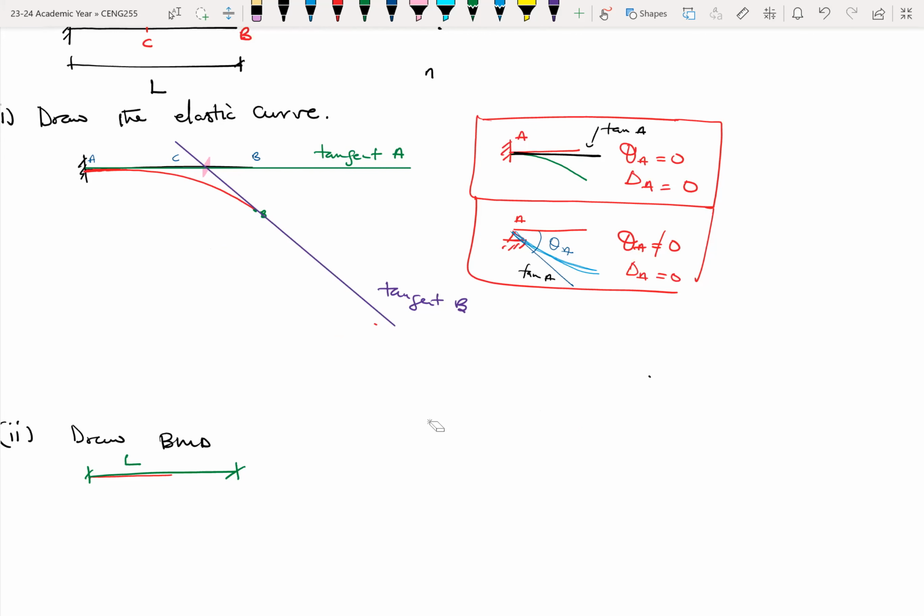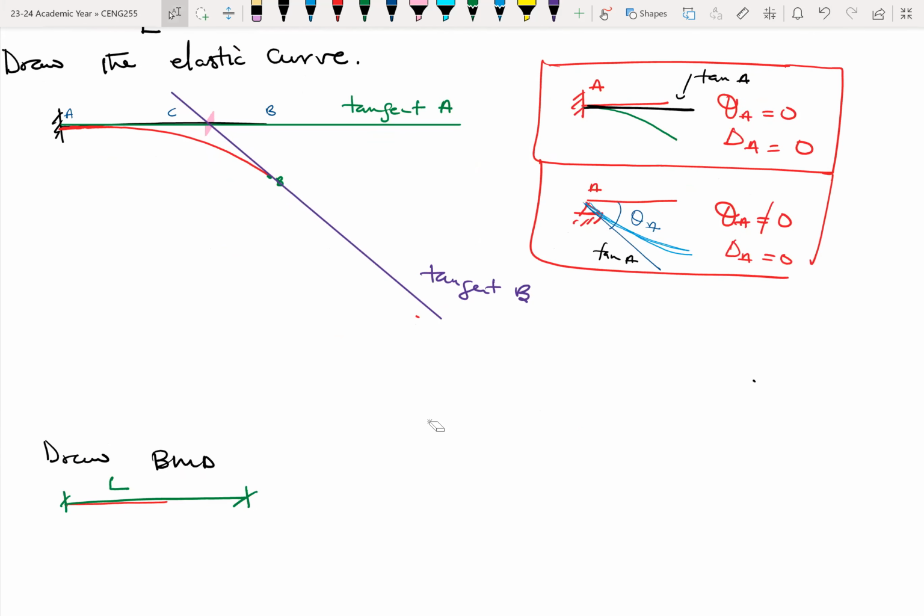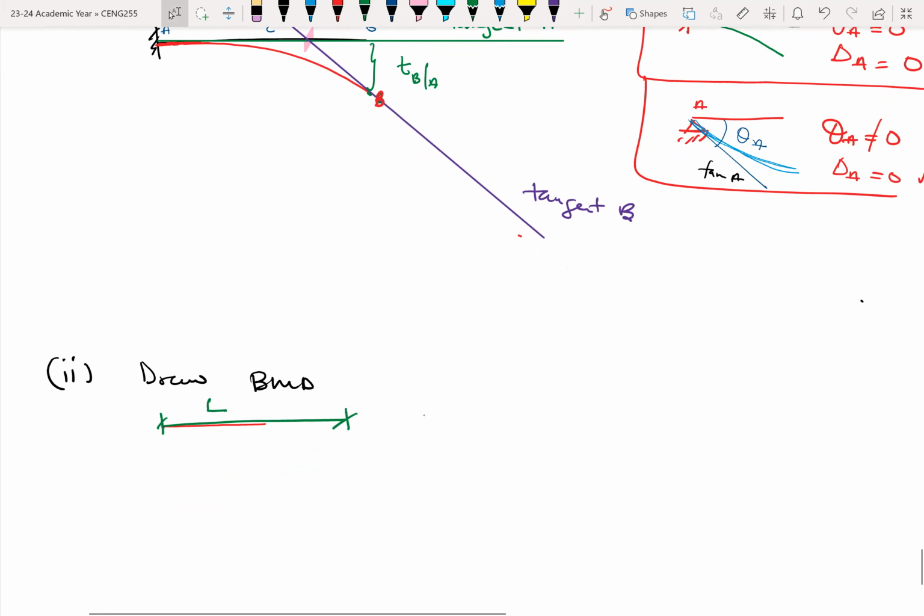All right. So what I have interest in, so this is point B, right? So here's point B on the elastic curve. Okay. And this is the tangent from A. So it means that this distance here will be my vertical deviation of point B with respect to the tangent being drawn from A. Okay. So I need to find TBA.